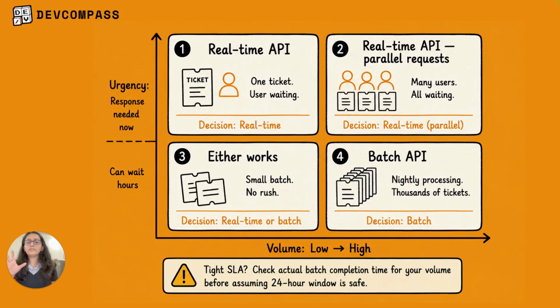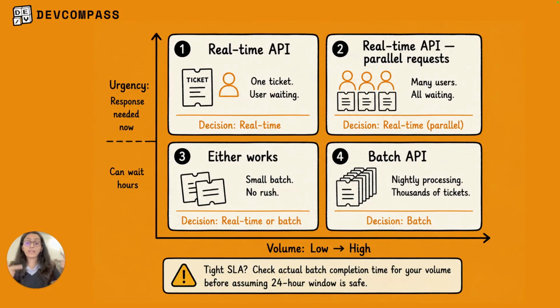Top left quadrant, low volume, needs a response now: one ticket, user waiting, real-time API. Top right quadrant, high volume, needs a response now: many users all waiting, real-time API, parallel requests. Bottom left quadrant, low volume, can wait: small batch, no rush, either real time or batch, your choice. Bottom right quadrant, high volume, can wait: nightly processing, thousands of tickets, batch API. This is the primary use case, okay?